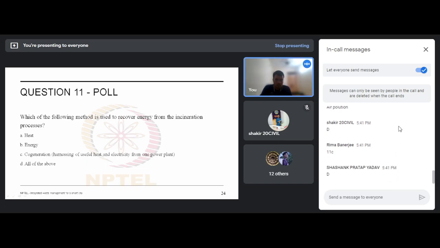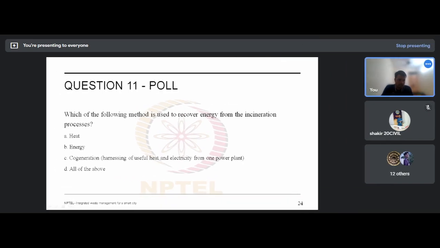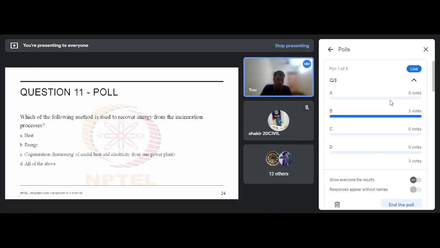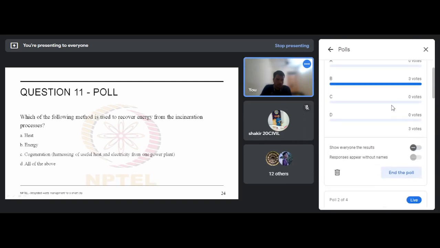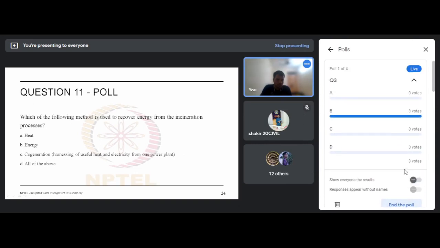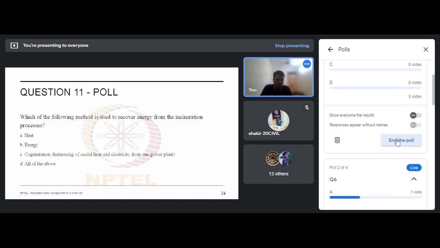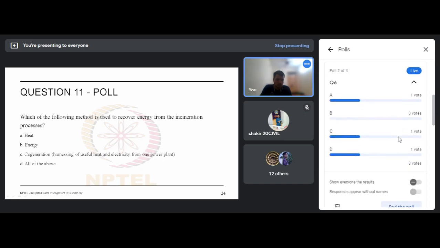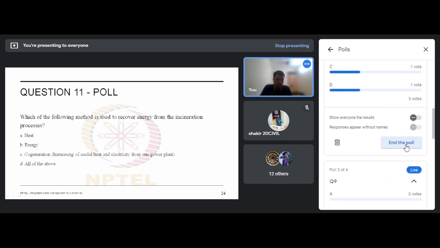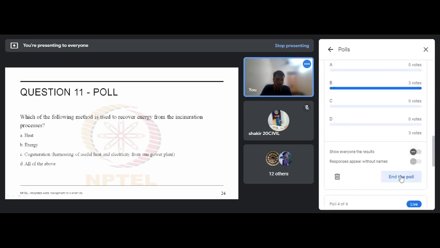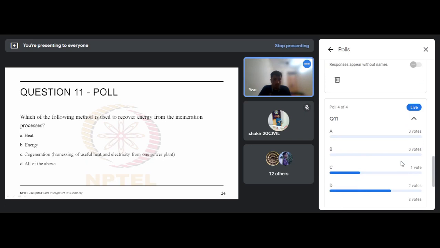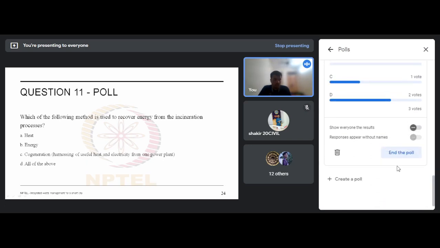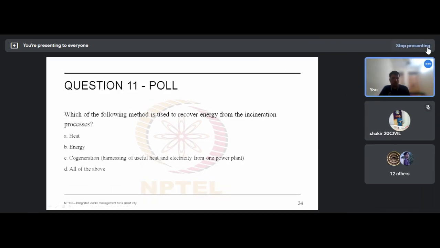One said C and D. Okay, let's check the polls. C and D in the poll also and chat also. We'll see this.